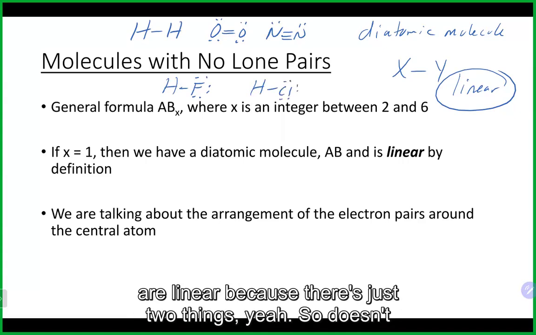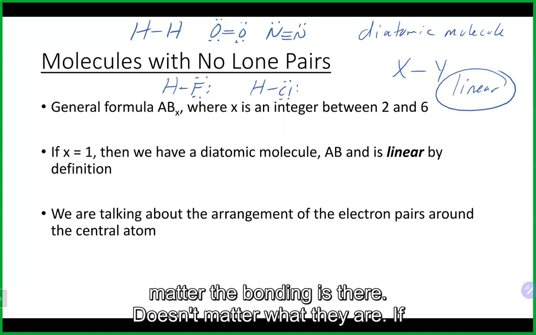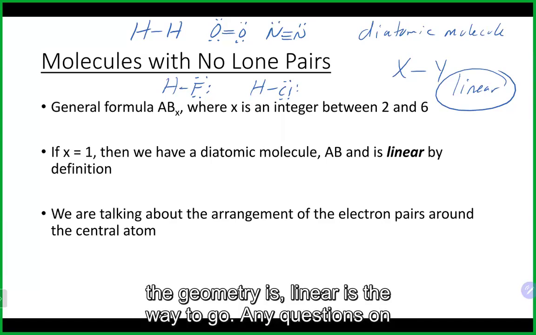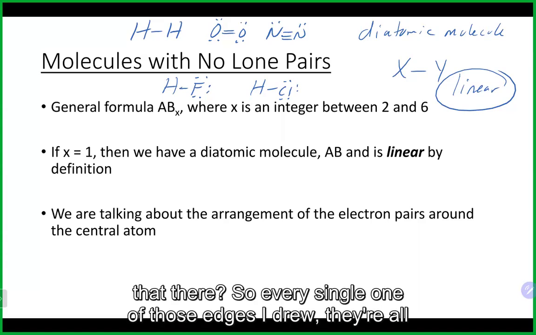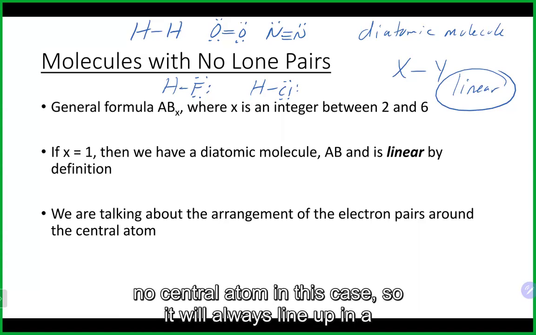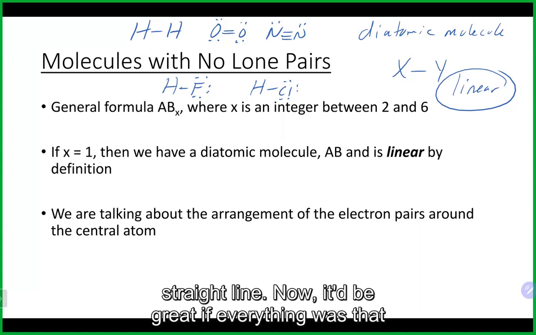two things. So it doesn't matter what the bonding is. If you have only two atoms in your molecule and you're asked what the geometry is, linear is the way to go. Any questions on that there? So every single one of those that I just drew, they're all linear in terms of their geometry. Again, there really is no central atom in this case, so it will always line up in a straight line.